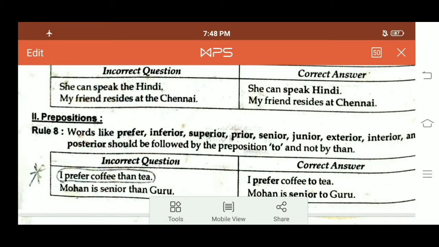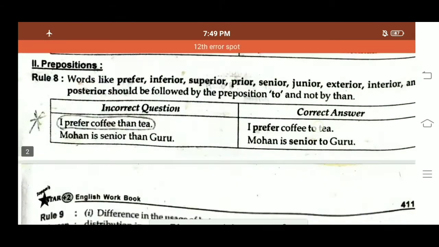So whenever you get words like this, prefer, in the first sentence, you have to use to, not than. So it is incorrect to use than. It is correct to use to. I prefer coffee than tea is incorrect. I prefer coffee to tea is correct. Mohan is senior than Guru is incorrect because senior is a key word. It's a clue word. Mohan is senior to Guru is the right answer.